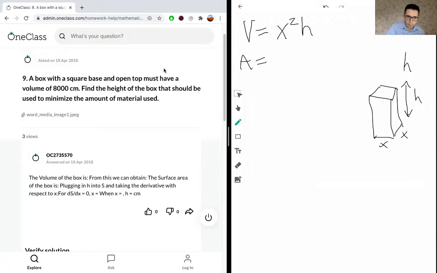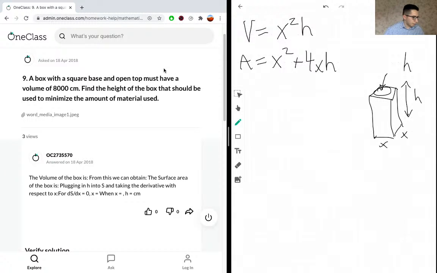The area, so some information given in the question, it says it's an open top. So there's no area on the top. It's only the four sides and the base that we're calculating. So the area of the box would be x squared, so that's the base. And then we have to add 4 times each side of the box, so x times h. So now we've derived two equations based on the information provided in the question and defining some variables.